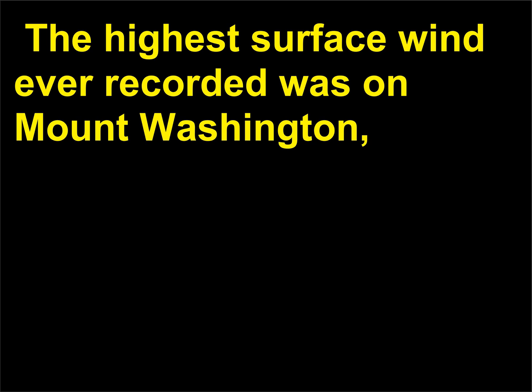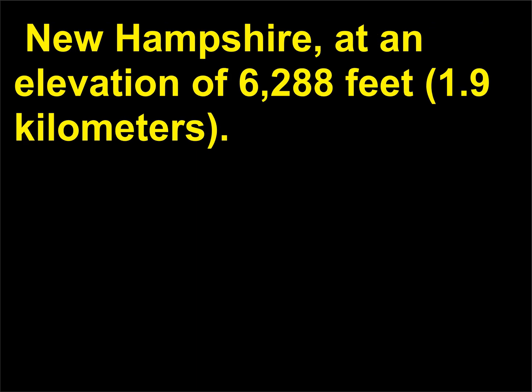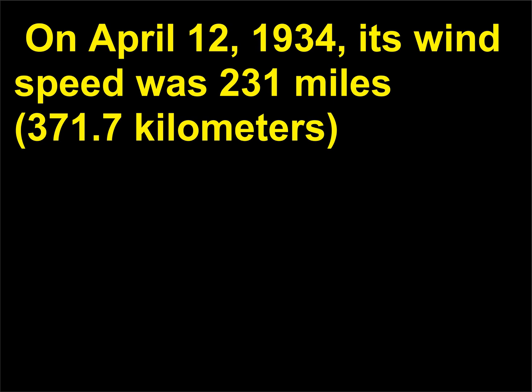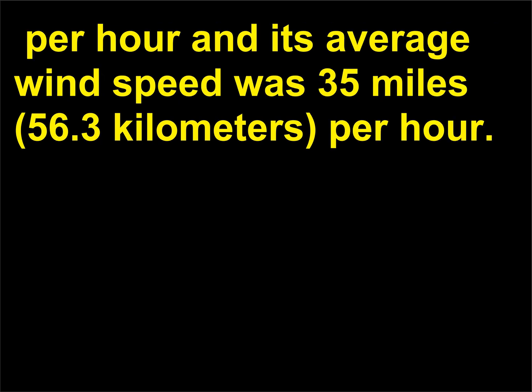The highest surface wind ever recorded was on Mount Washington, New Hampshire, at an elevation of 6,288 feet, 1.9 kilometers. On April 12, 1934, its wind speed was 231 miles, 371.7 kilometers per hour, and its average wind speed was 35 miles, 56.3 kilometers per hour.